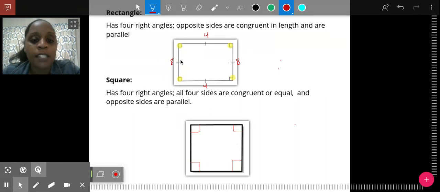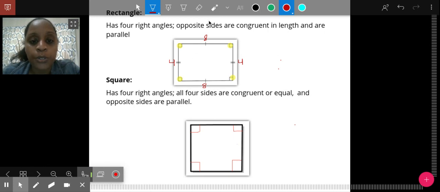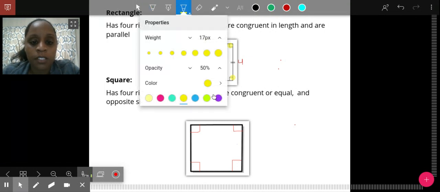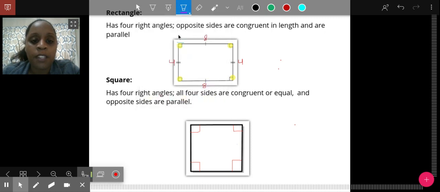Okay, so opposite sides are congruent. All right, not only are opposite sides congruent or equal, but also they are parallel. So for example, the top side that I said had 8, we'll use, okay, so this side, the top, is parallel to the bottom. So that is 1 pair of parallel sides.